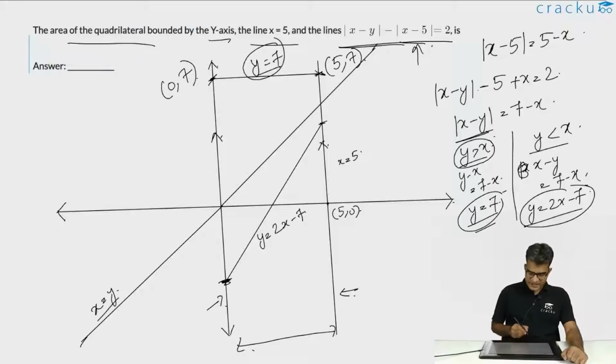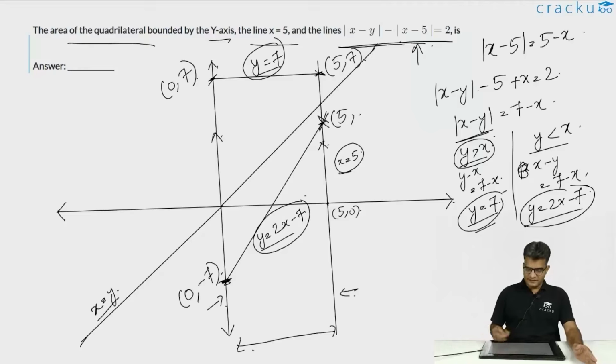This point over here is the intersection of the y-axis and y is equal to 2x minus 7. On the y-axis, the value of x is 0. So, this will be equal to 0, minus 7. This point over here is the intersection of the line y is equal to 2x minus 7 and x is equal to 5. So, the x coordinate will be 5 and the y coordinate will be 2 into 5 minus 7, which is 10 minus 7, which is 3.